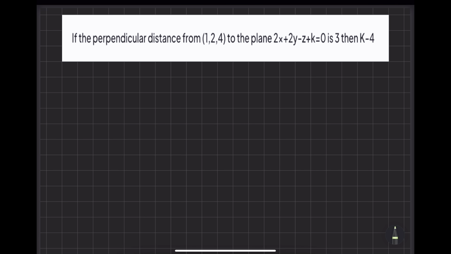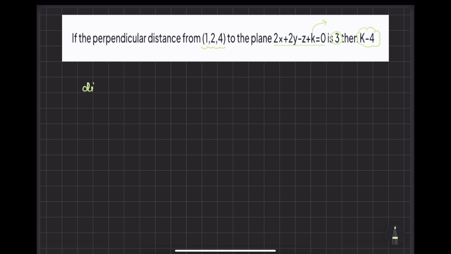So, we got a wholesome new problem which says: if the perpendicular distance of the point to the plane is this. So, they have given you the point, they have given you the plane, and they have already given you the distance. You need to find out the variable k, and later you need to solve for this expression.